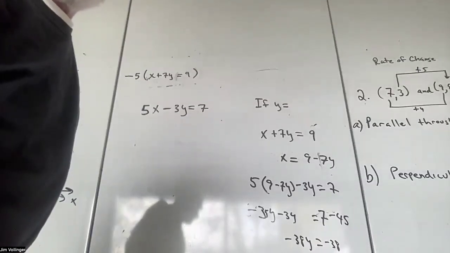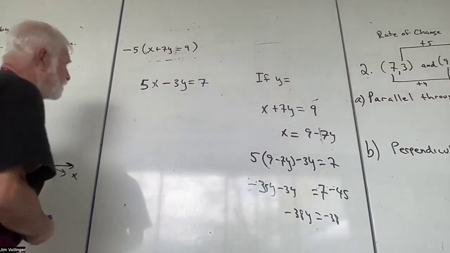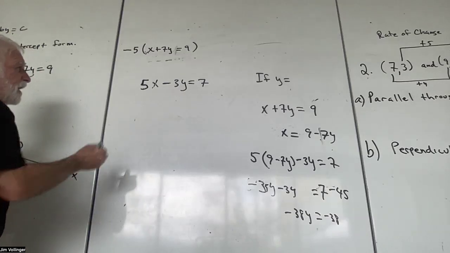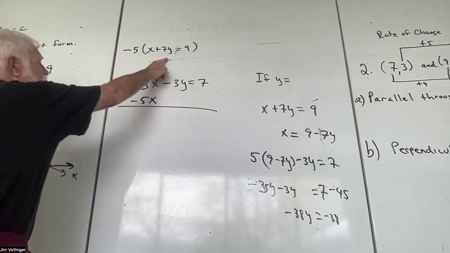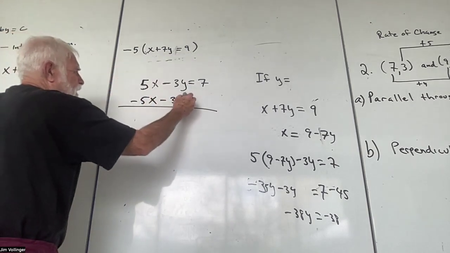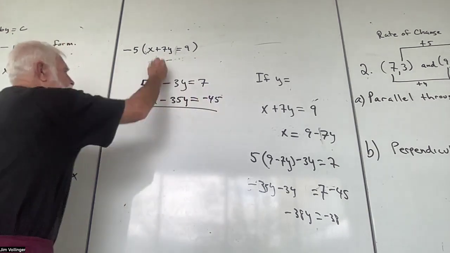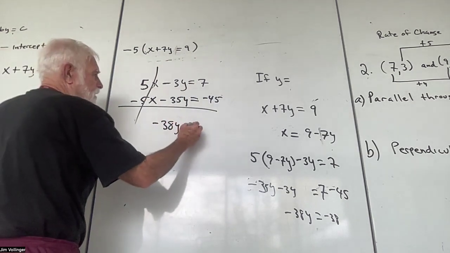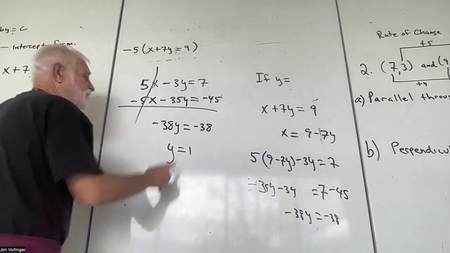First method, I prefer elimination. I do it a little bit differently than the textbook. I like to use a negative to, in this case, x plus 7y equals 9. I'm going to multiply by -5 because I prefer to add the columns than subtract. So -5 times 7 is -35y, and -5 times 9 is -45. Then when I add up that column, that eliminates x. -38y equals -38. Nice, simple. Y equals 1. Yep, that's a small positive y value.